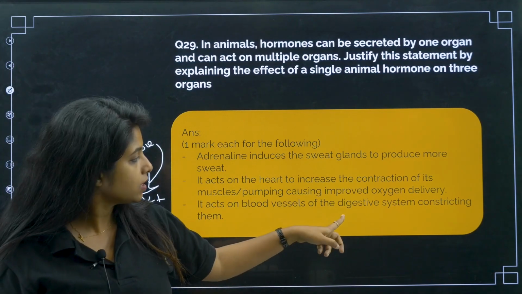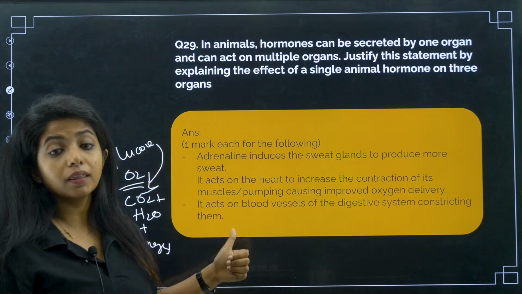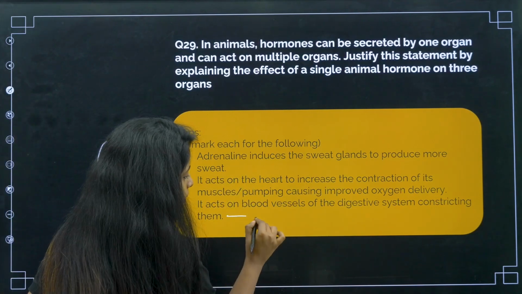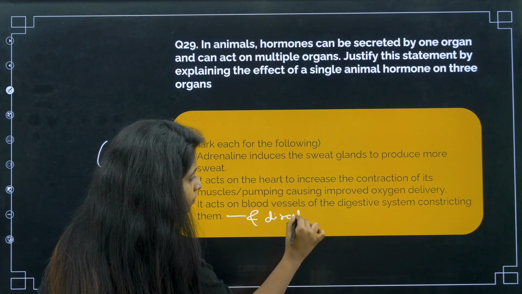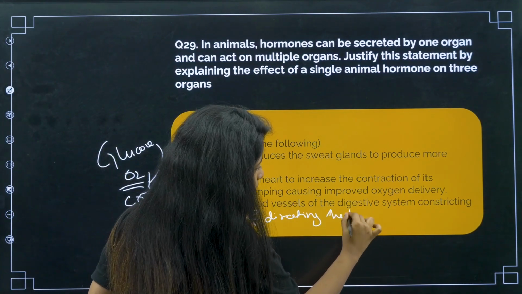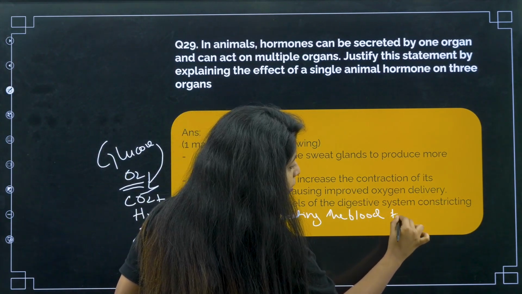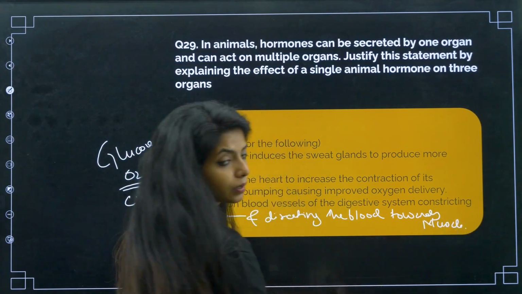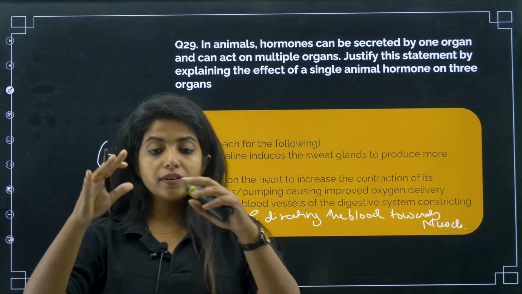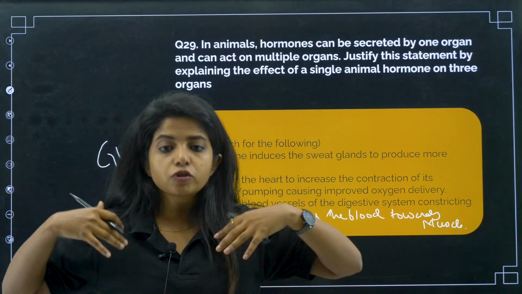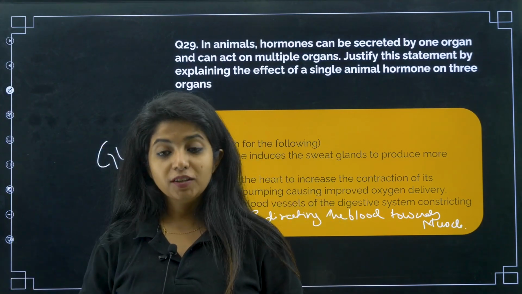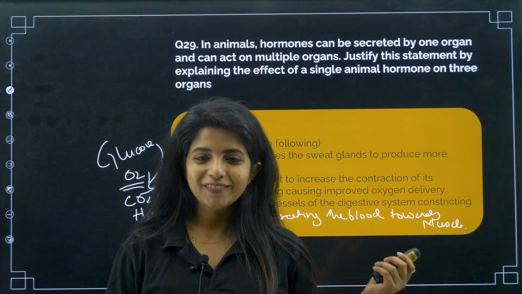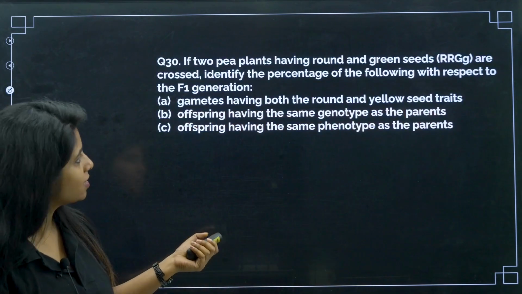It acts on blood vessels of the digestive system, constricting them and directing the blood towards what? Directing blood towards muscles. In the muscles, the blood vessels which are going, it will dilate them so that lots of blood can come in. Okay, so this is the thing that is happening. We can also talk about the eye also. Fine? I hope you are understanding this.